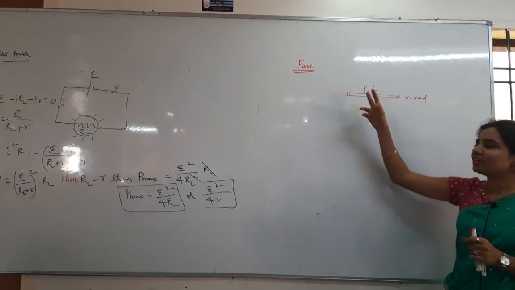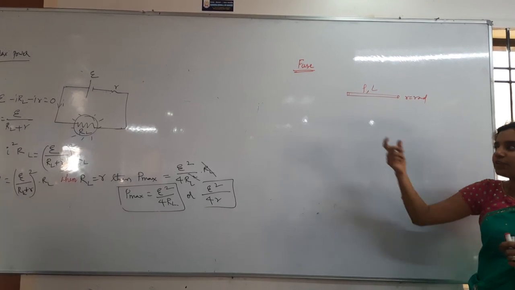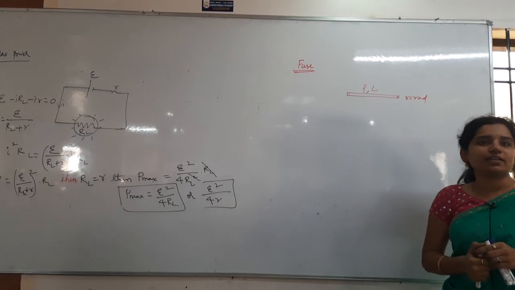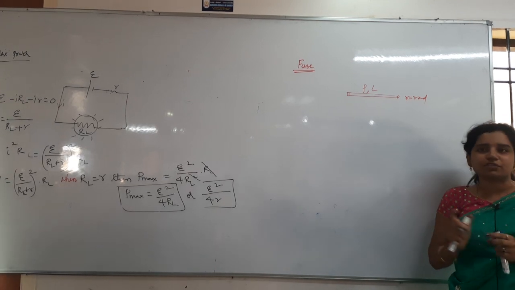So here rho is the resistivity and L is the length of the fuse wire. Here the fuse will be made up of lead and what is that? Tin. Tin and lead. Tin alloy and lead alloy, they will mix together and make a fuse.